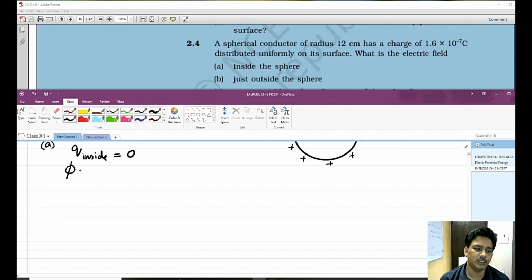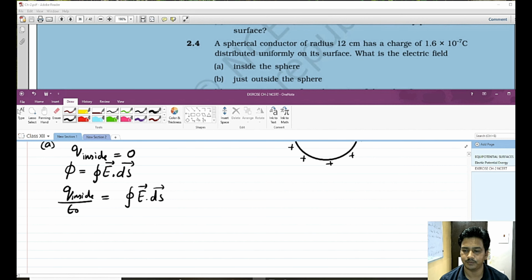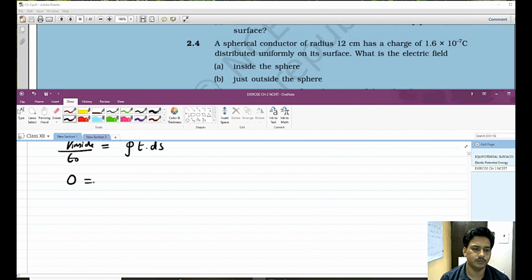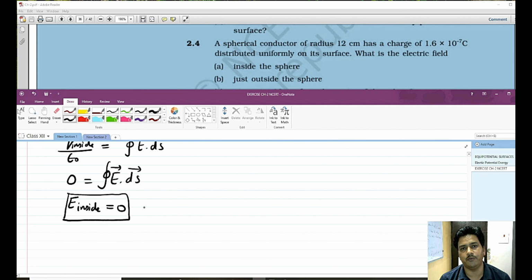Because flux is equal to the closed surface integral of E dot dS, and from the definition of Gauss theorem, phi is equal to q enclosed divided by epsilon naught, which is equal to the closed surface integral of E dot dS. Therefore, if q inside is 0, then the closed surface integral of the electric field is also 0. Therefore, the net electric field inside the sphere is 0. So this is the solution of the first part of question 2.4.